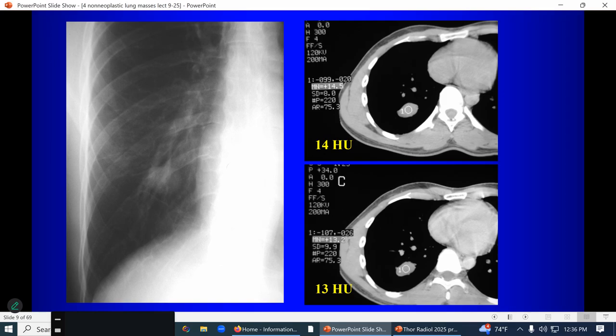Can bronchogenic cysts occur in the lung parenchyma? Yeah, up to 30%. This was another bronchogenic cyst. So the subcarinal location is the most common location for a bronchogenic cyst, but they might also occur in the lung parenchyma. This was a bronchogenic cyst.